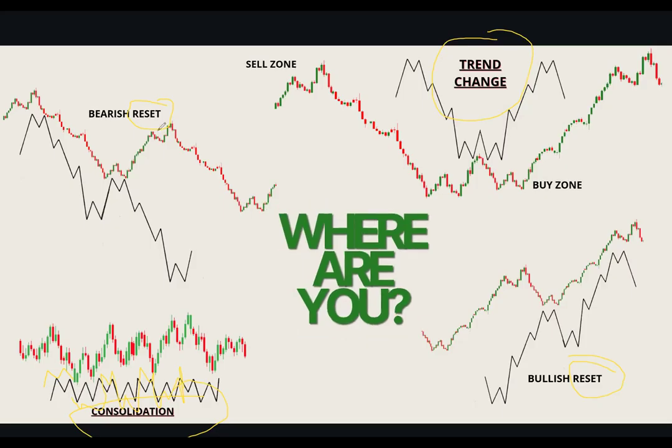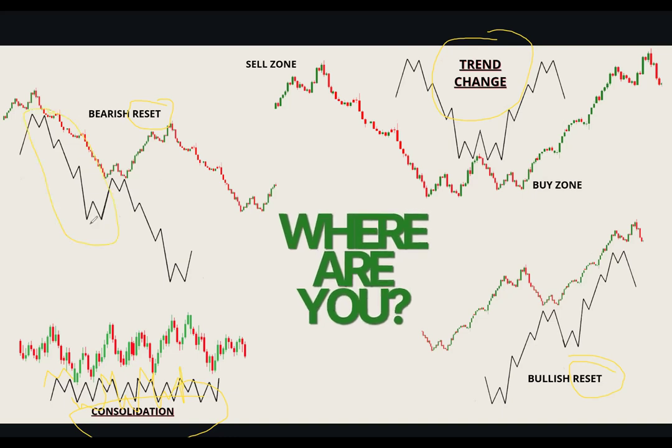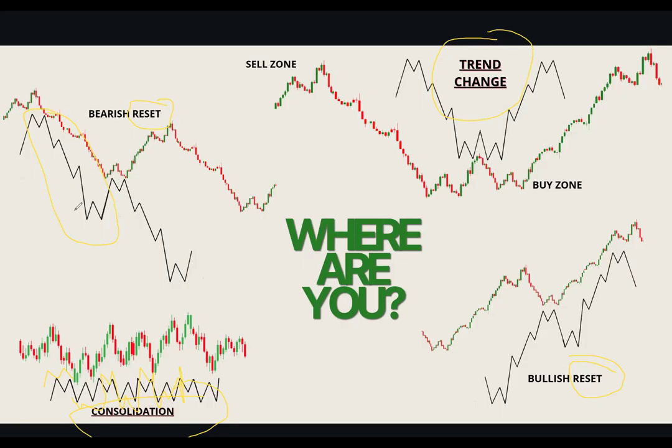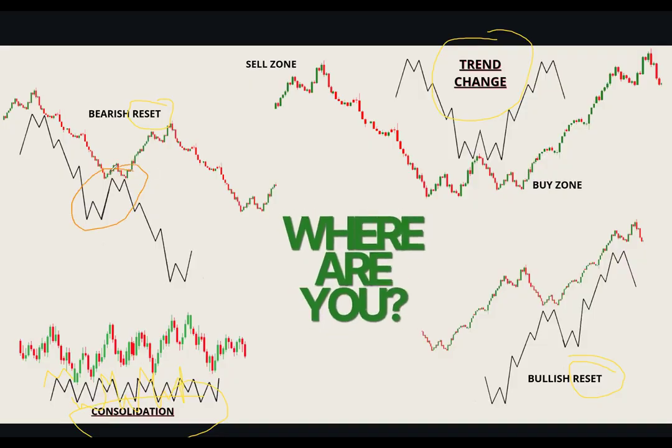Okay. Now let's talk about our resets. Our reset is nothing more than a continuation of the trend that it was already in. So look at this bearish reset. We were already in a sell zone with MAAW, but guess what happened? With our resets, we get what I call an anchor to anchor exchange. So it's basically two sell zones put together.